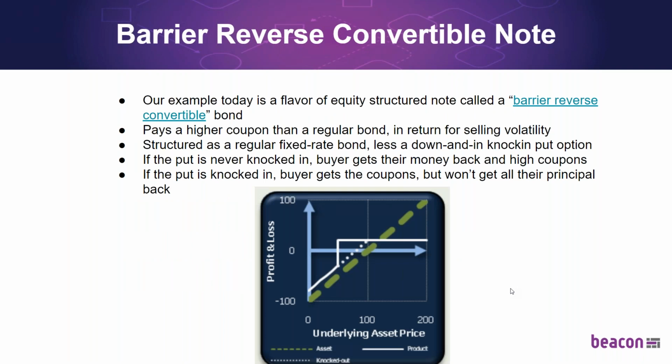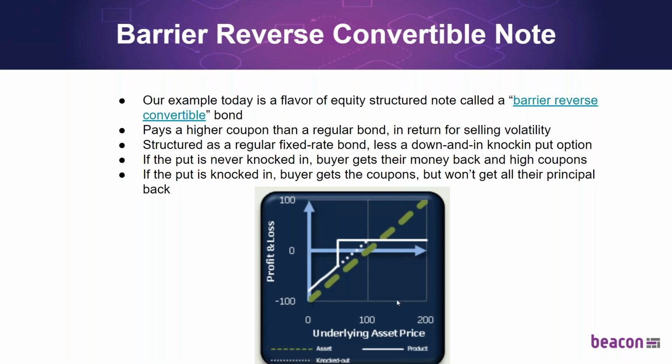So the instrument we're going to build today is called the Barrier Reverse Convertible Note. It's a flavor of equity structured note. Basically, it is a kind of fixed rate bond. It has a fixed coupon. So there's a bunch of fixed rate coupons and then principal repayment. And typically, you get higher coupons in these barrier reverse convertible notes than you get in a regular fixed rate bond because the buyer is selling volatility. Basically, it looks kind of like a regular fixed rate bond less a down and in knock-in put option.